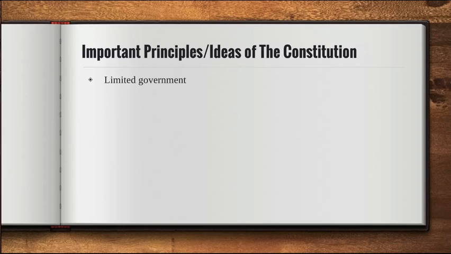So for limited government, the important thing to know about limited government is that our legislators, our president, our Supreme Court, everybody in our country has to follow the Constitution. There's no one who's above the law. And so that's what limited government means. They have limited power because we all have to follow the Constitution.